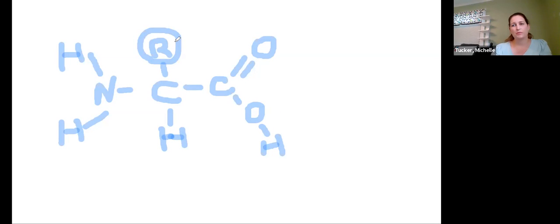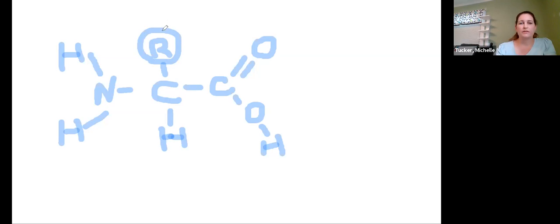This R group can be any of 20 different things. It can be as simple as a hydrogen, then we'll get something like glycine. It can be a methyl group, we'll get alanine, or it can be something very complex, like a ring structure. It can be charged, it can be acidic, it could be basic.